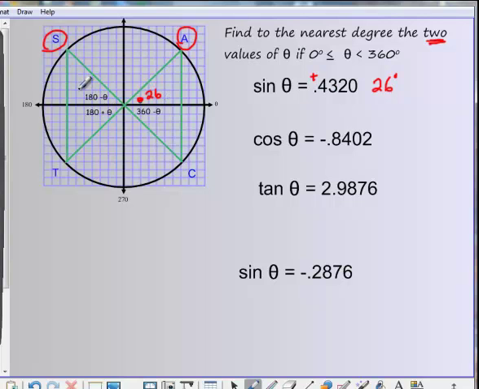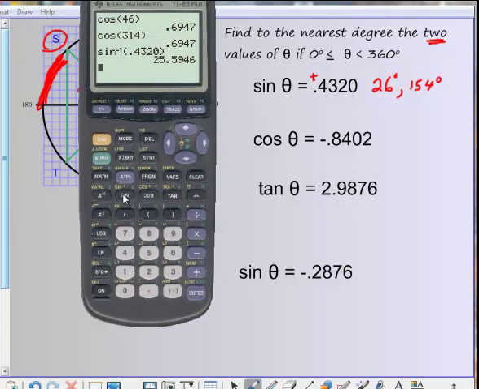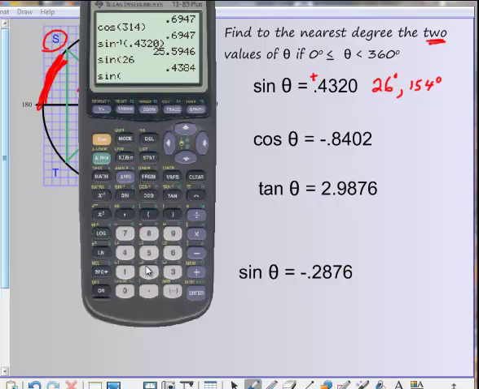And then this would be 180 minus 26, because I know that this angle is 26 degrees, and that's 26 degrees short of 180. So 180 minus 26 is 154. 154 would be our other angle. And you can check yourself on the calculator. You can take the sine of 26 and the sine of 154, and you'll see they get you the same answer.